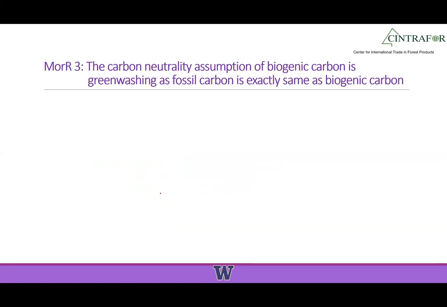And we talk about greenwashing of biogenic carbon. I don't know how many of you heard the term biogenic carbon. Biogenic carbon is any carbon that comes out from any organic or biological matter, like wood, green vegetables, animals, protein, animal proteins, and all those things all contribute to biogenic carbon. So the greenwashing criticism is that fossil carbon is exactly the same as biogenic carbon in terms of how it contributes to global warming. Then the whole carbon neutrality of biogenic carbon is just greenwashing, and we should stop doing that.